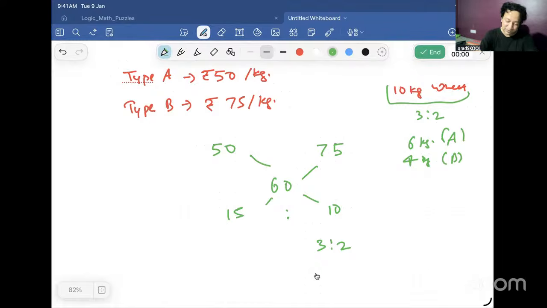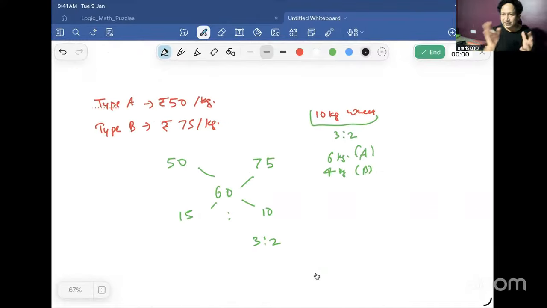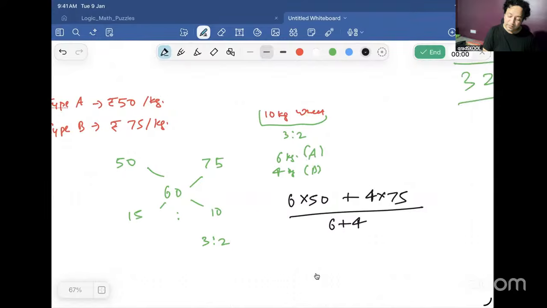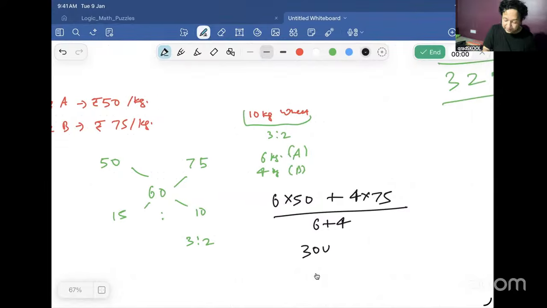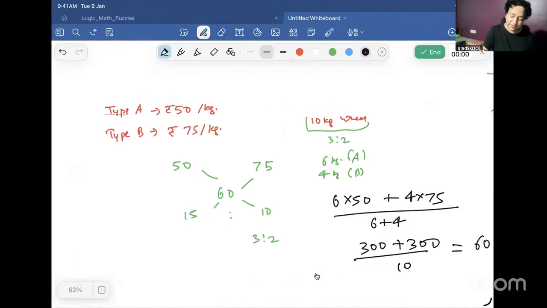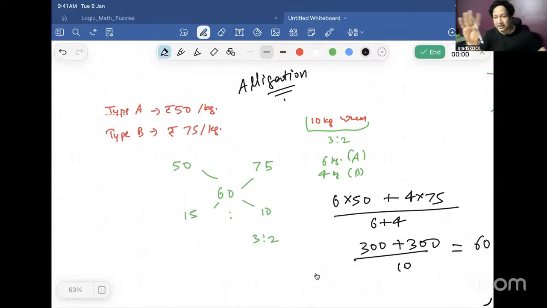And now, if you want to verify that, whether I have done it right or not, let's check it out by using that weighted average. So 6 multiplied by 50 plus 4 multiplied by 75 upon 6 plus 4, this should be equal to 60. Is it? Let's see. 300 plus 300 upon 10. Oh, I'm getting 60. Now, this is the visual way of weighted average, also called as alligation. Is that clear? This is going to help you a lot. So this can be helped in all sorts of quantities. Here I use wheat. Essentially, here I am using the price and the mixture.